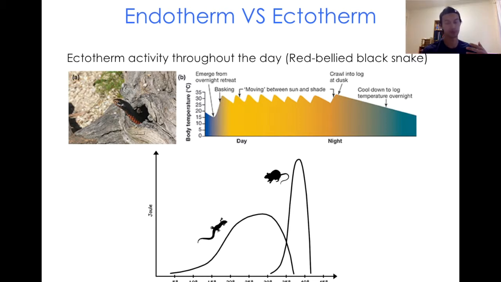However, they can't expend as much energy as an endothermic organism can. So a reptile like a lizard will never be able to burn as much energy as a mammal can. However, they can tolerate a wider range of environments, whereas your mammals often can't do that, right?